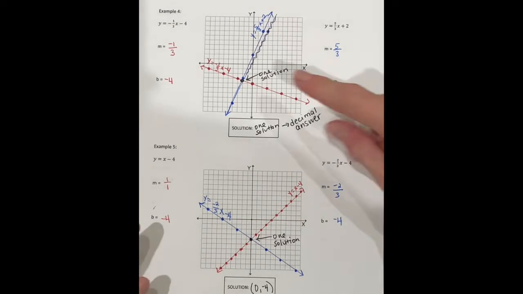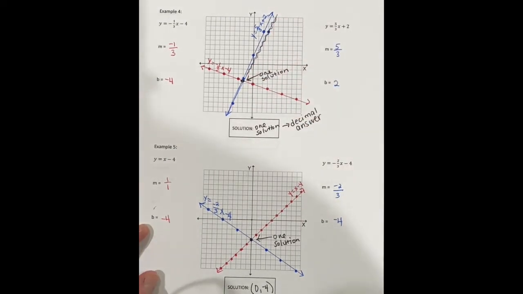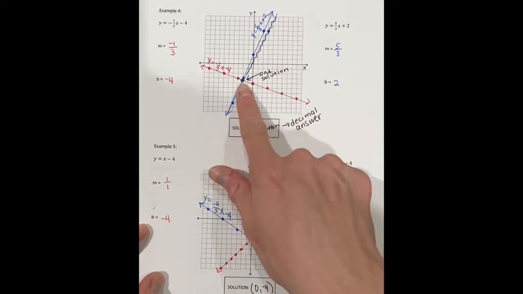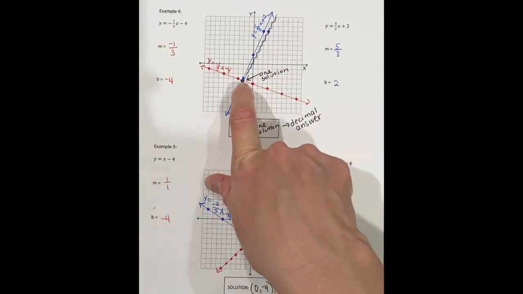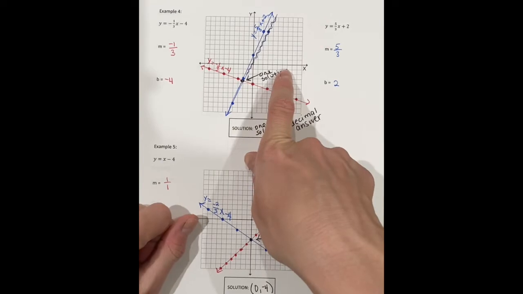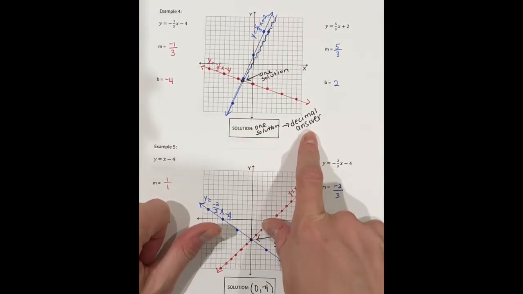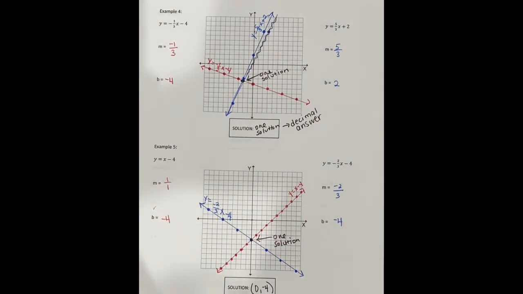Okay, so for example 4, I apologize, I made a little error there with my graphing, but everybody makes mistakes. And there was also an error in the question because you notice they do intersect, but not at the same point. So while there is one solution, we don't know the exact solution. We know it's going to be some decimal in between.